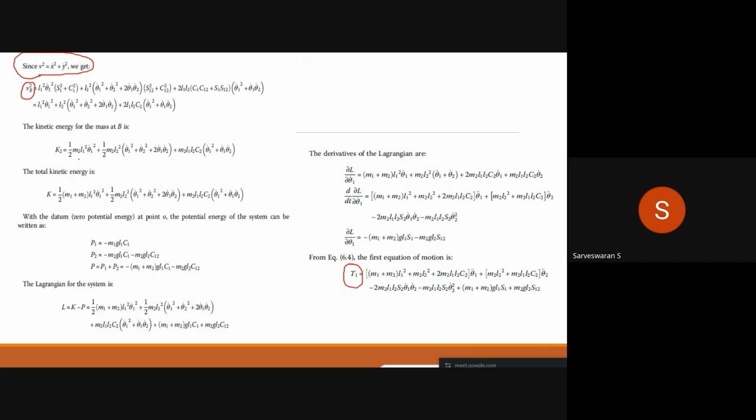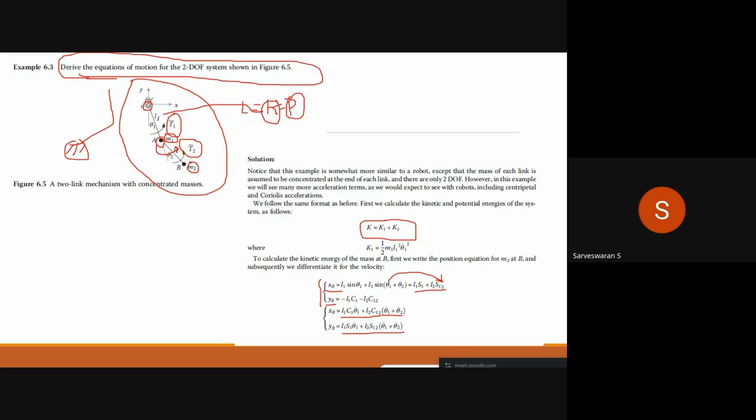So we substitute this in the kinetic energy term, kinetic energy half m v square. We have to substitute everything over here, K1 and K2. So we get the kinetic energy term, and potential energy is mgh. For h, this y term is the h here.